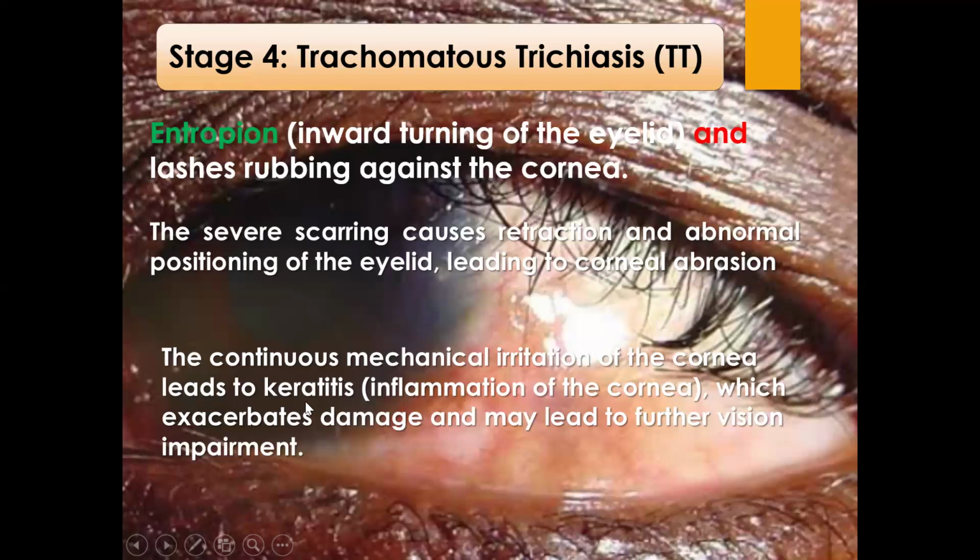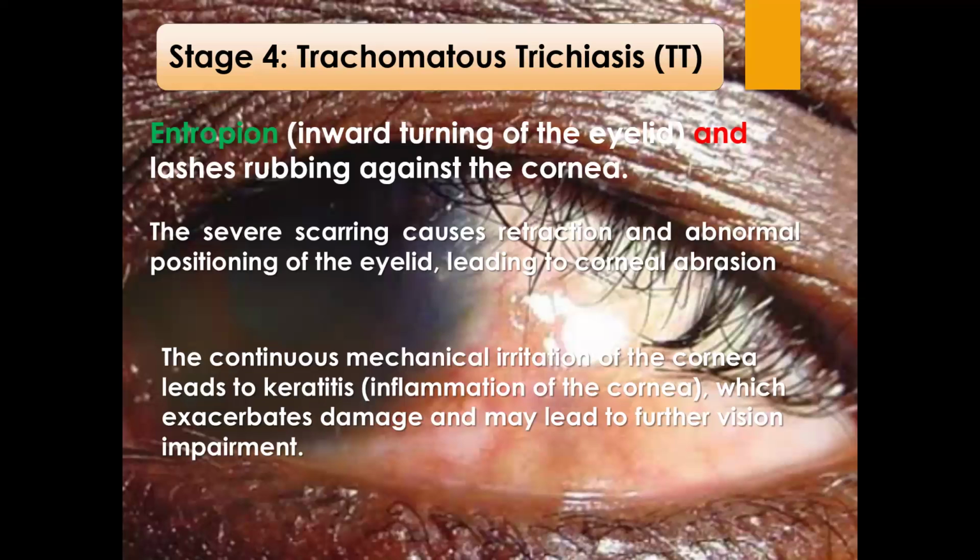The continuous irritation of the cornea by these lashes leads to what is known as keratitis. That is, inflammation of the cornea. The cornea undergoes inflammation, which worsens and can damage the cornea, which can lead to loss of vision. Look at here now. This eye is already undergoing keratitis.